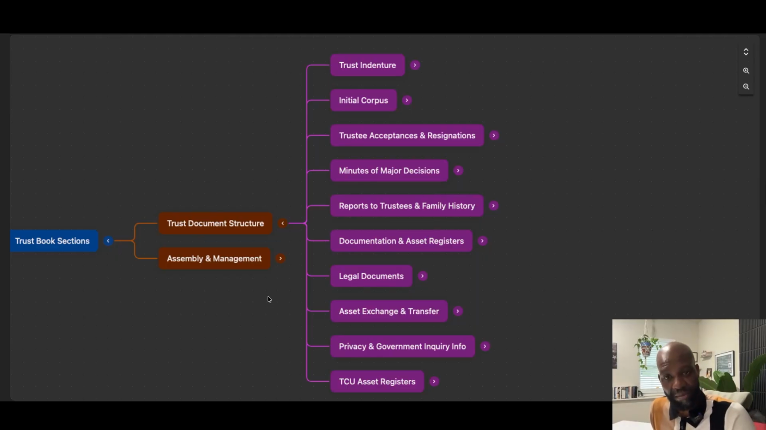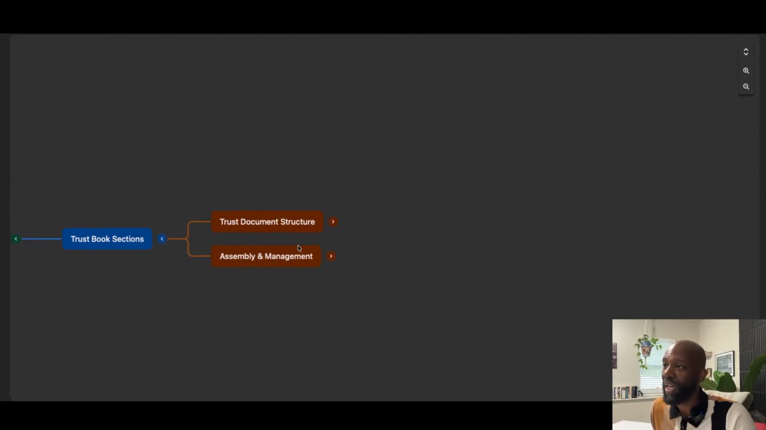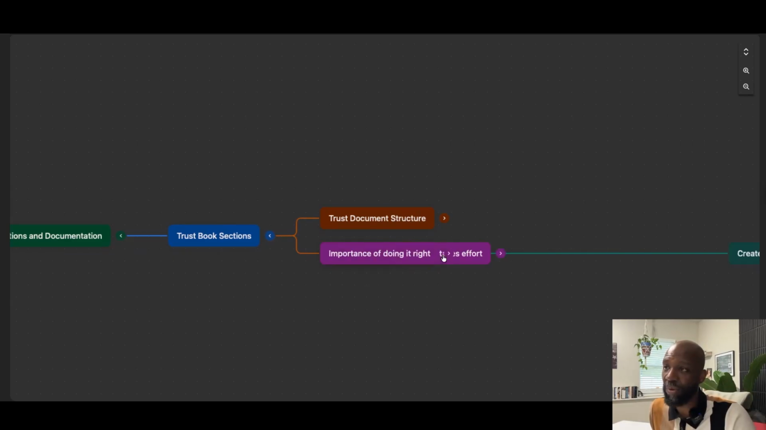Trust document structure. So pat yourself on the back. You know exactly what goes in there. Now let's go to assembly and management, see what's going on in there.